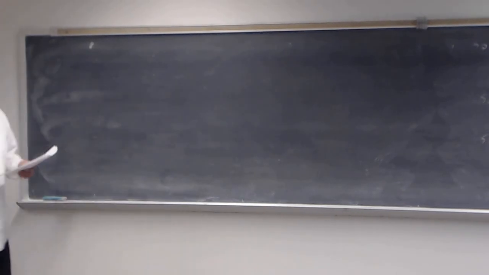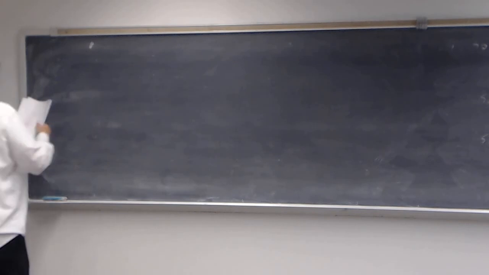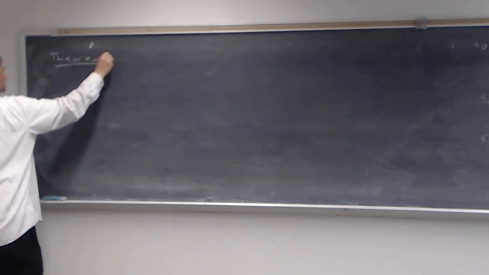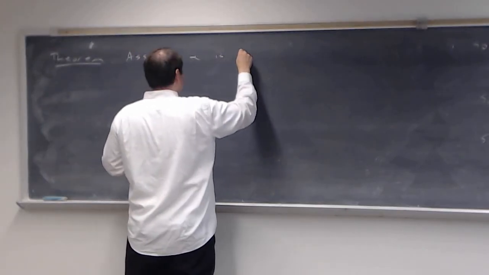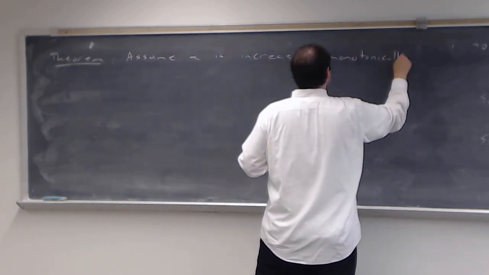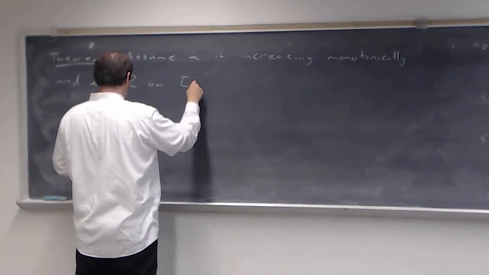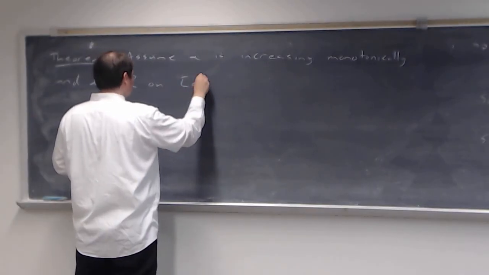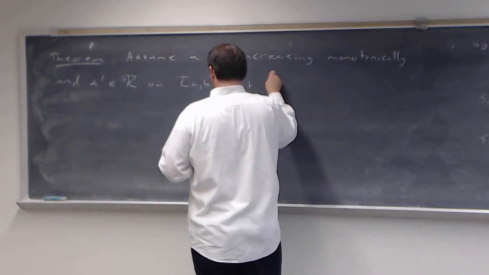This theorem is a very important theorem that relates, in certain situations, the Riemann-Stieltjes integral to the Riemann integral. Here's what it says. It says, assume alpha is increasing monotonically. Alpha prime is an element of the Riemann integrable functions on A to B. Then we say let f be a bounded function.